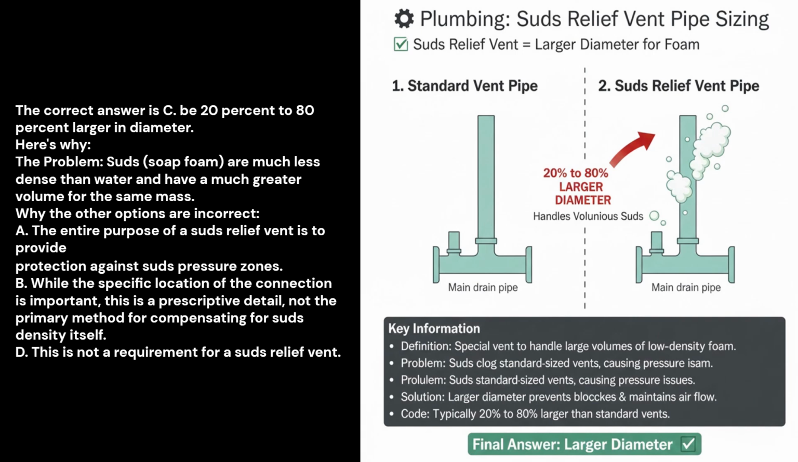A. Not be depended on for suds protection. The entire purpose of a suds relief vent is to provide protection against suds pressure zones. This statement contradicts its function. B. Connect 10 pipe diameters from any high-pressure suds zone. While the specific location of the connection is important, this is a prescriptive detail, not the primary method for compensating for suds density itself. The key compensation is the increased pipe size.